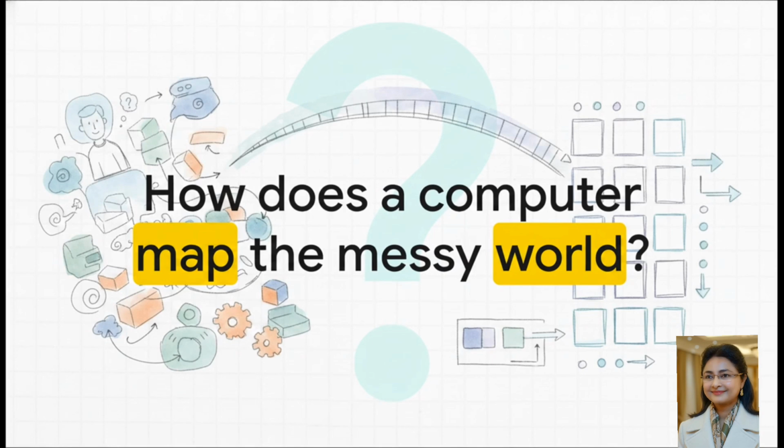But before we jump into the technical stuff, I want you to consider a question. How does a computer map the messy real world? Seriously, think about it. Our world is full of pure chaos. People, products, orders, relationships, constantly shifting and interacting. Computers, on the other hand, well, they require perfect order. They need absolute logic. So how do we bridge that gap?